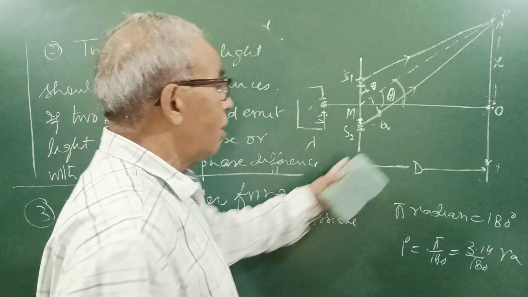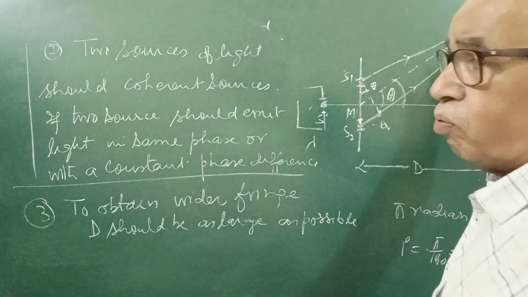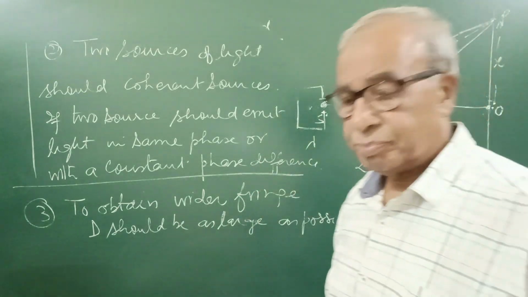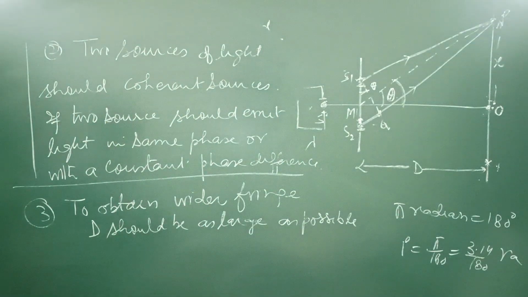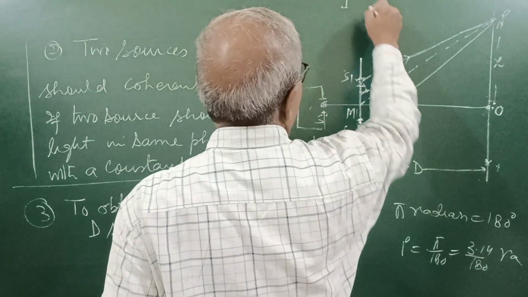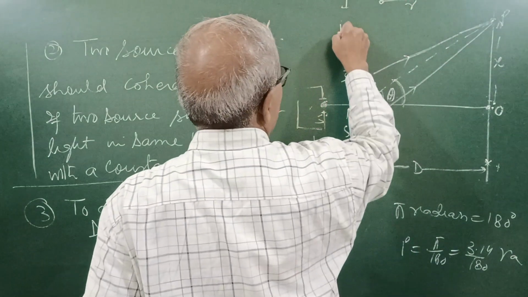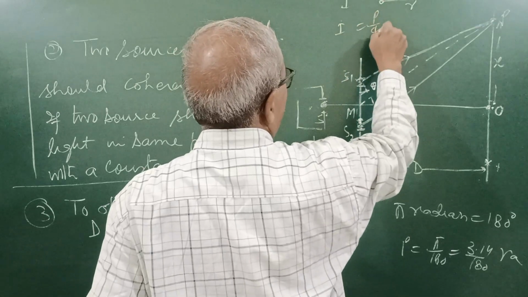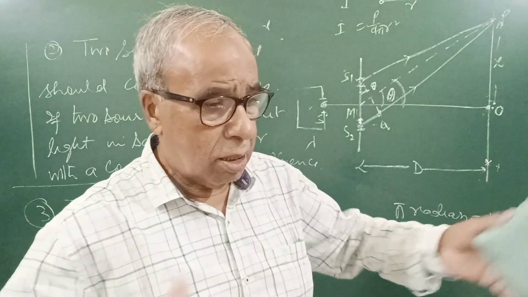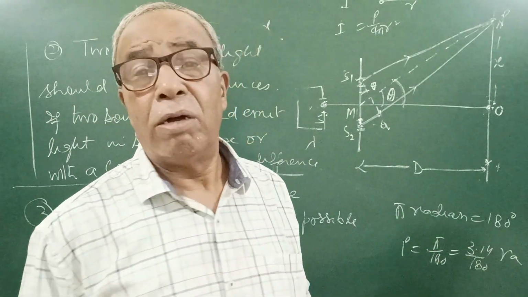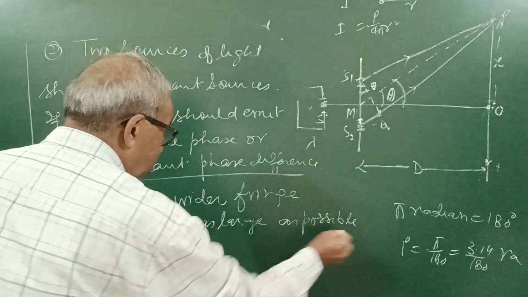Actually, if capital D becomes very large, the intensity of fringes will decrease. Why? I have told that if this is a point source here and this is point P at distance r, then I equal to P upon 4 pi r square. A small amount of energy will fall in this large area, and that way intensity will decrease. So that is why it is written as large as possible.